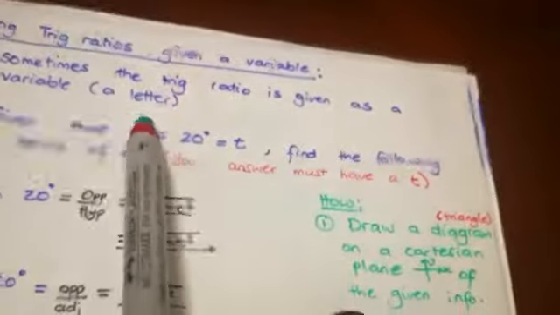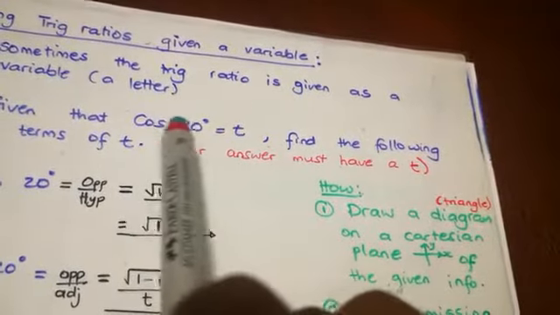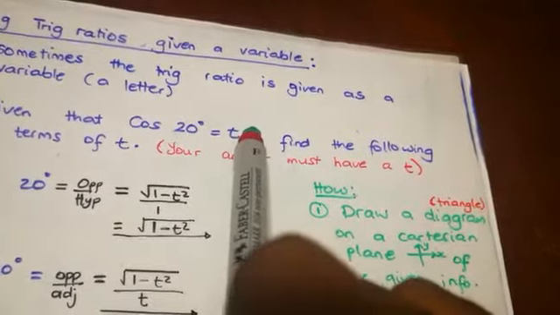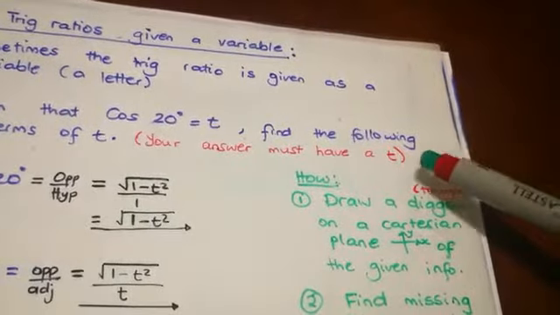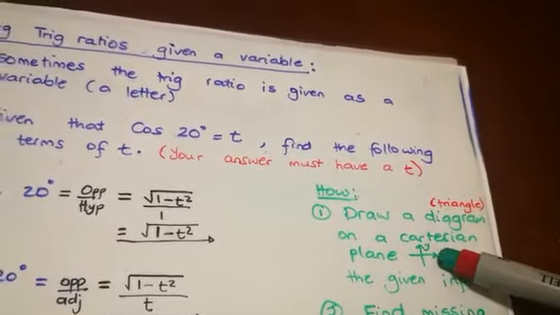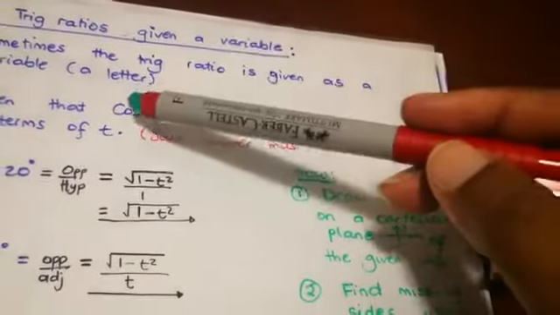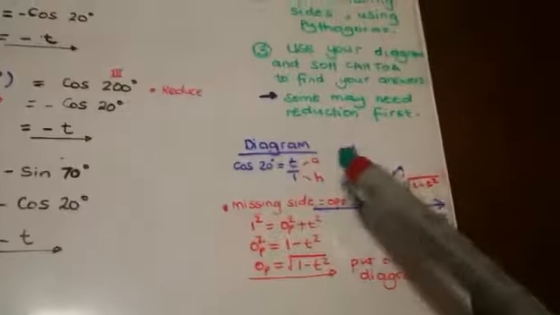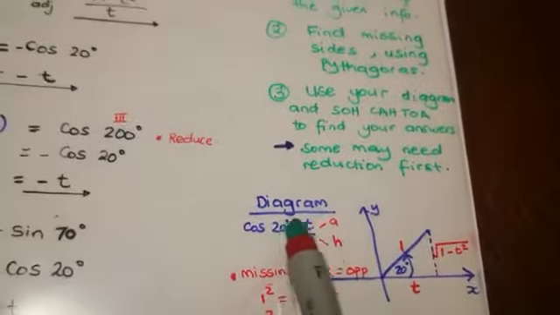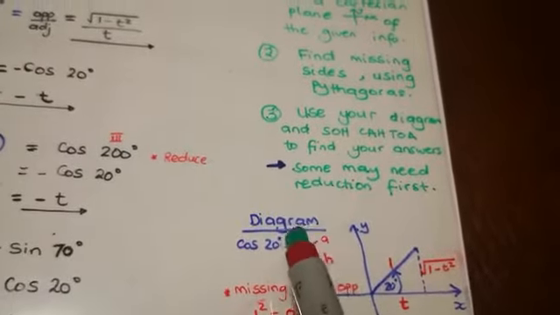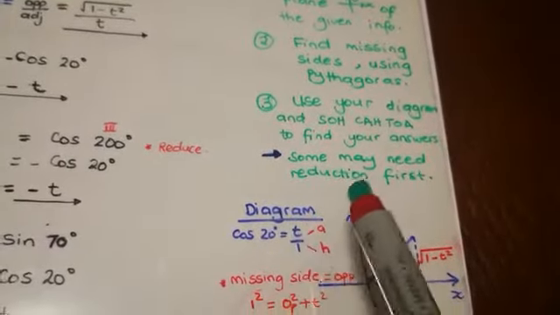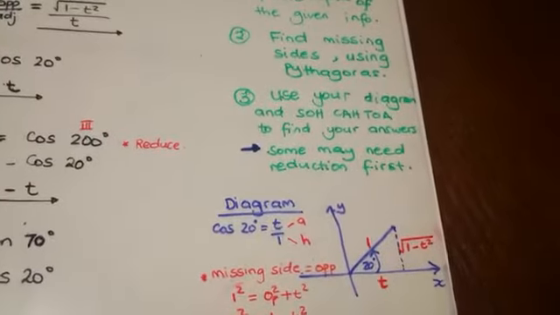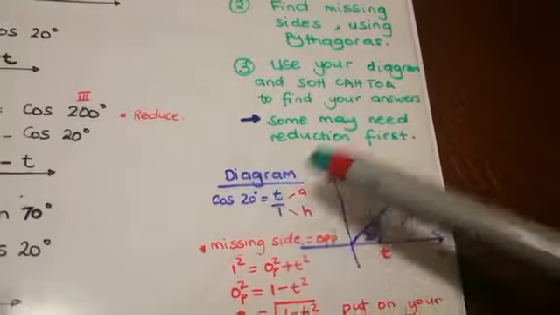So the first thing that you will do is, when you are given this information, you use this information to draw a diagram on the Cartesian plane. So how do you do that? This is cos 20, which is equal to t. So that's what I did here. But now I know that this is supposed to be a fraction, so I've made it t over 1, because over 1 doesn't change that this is still t.